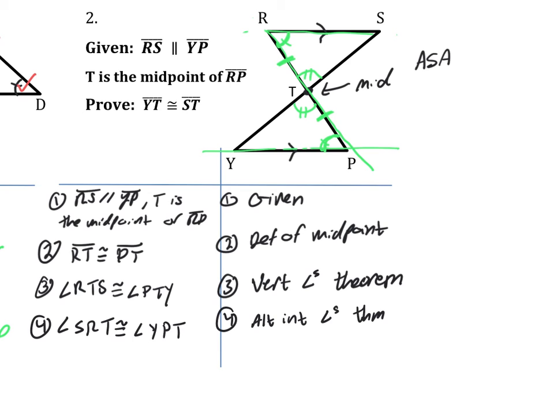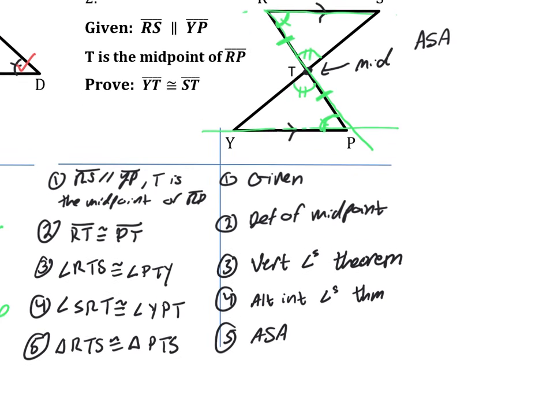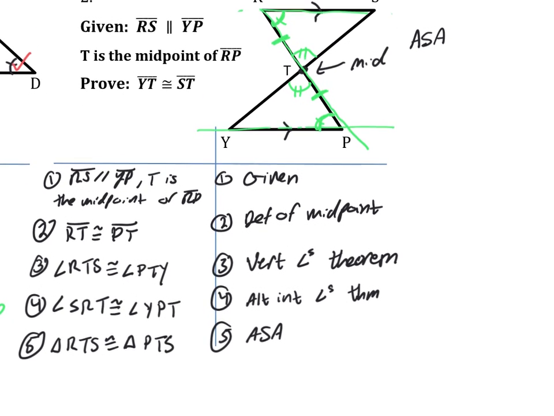So now I have my three pieces of the puzzle to go ahead and say, paying attention to CPCTC, that triangle RTS is congruent to triangle PTY. And we can say that because of the angle side angle theorem. But that's not the final stopping point, because we need to prove that YT is congruent to ST.